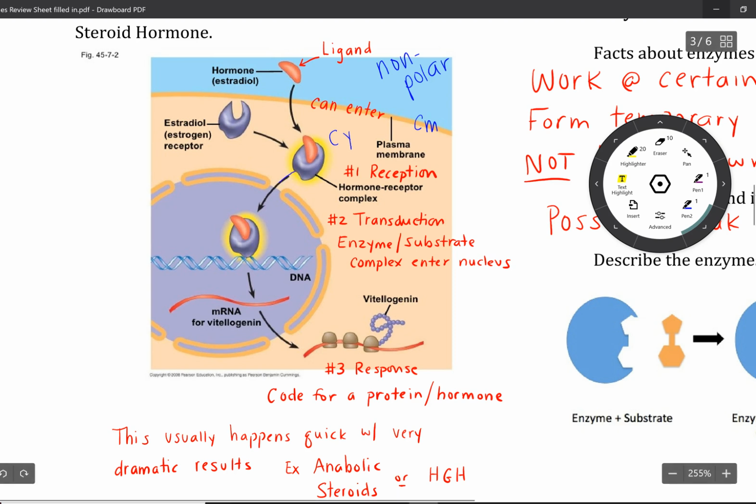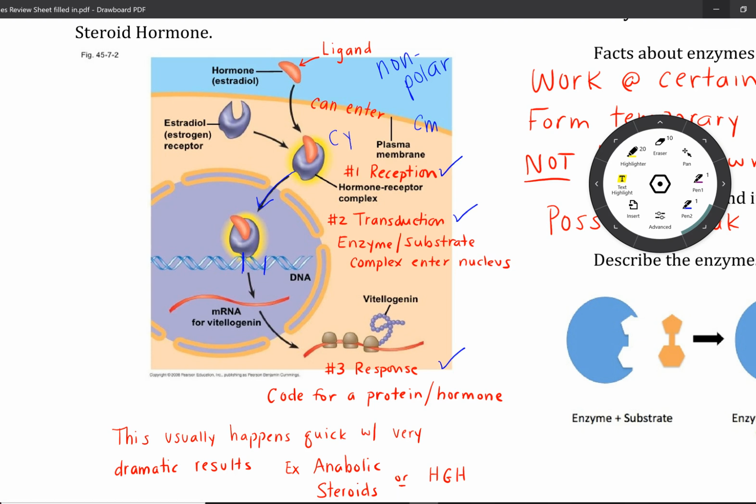It will then go directly into the nucleus, and in this case, the transduction will be this enzyme substrate complex that has now entered the nucleus. It will bind onto the DNA. It will start transcription of mRNA, which could lead to a protein or a hormone or any other thing that could happen. Again, a three-part story: reception, transduction, and response.